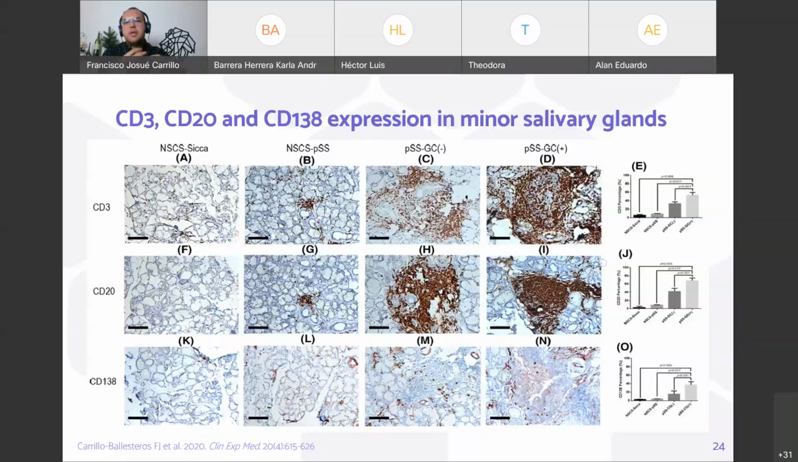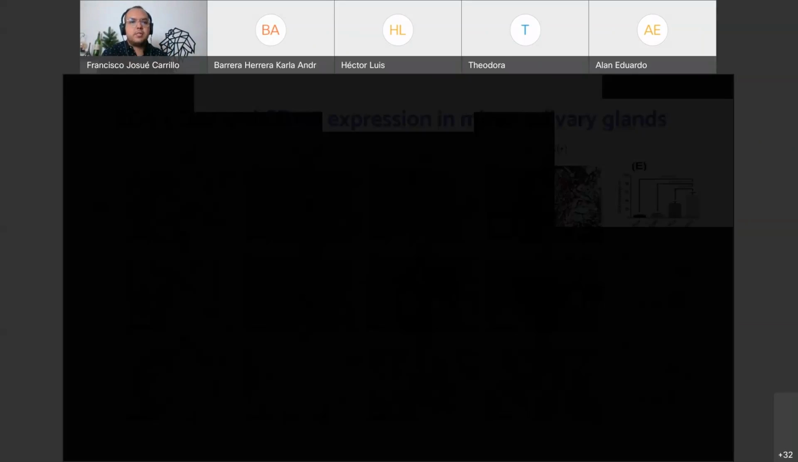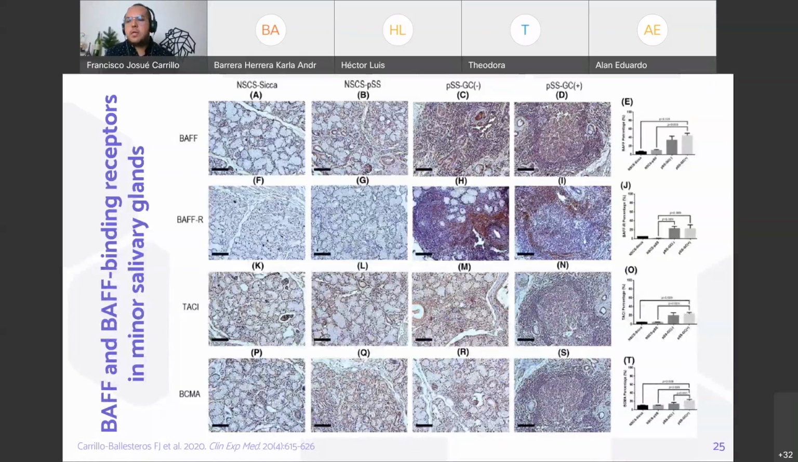For example, we know that T cells also secrete some cytokines that help B cells continue their differentiation stages and the development of autoantibodies, and vice versa. So this is what we found, especially with the cytokines and their binding receptors in the tissue.